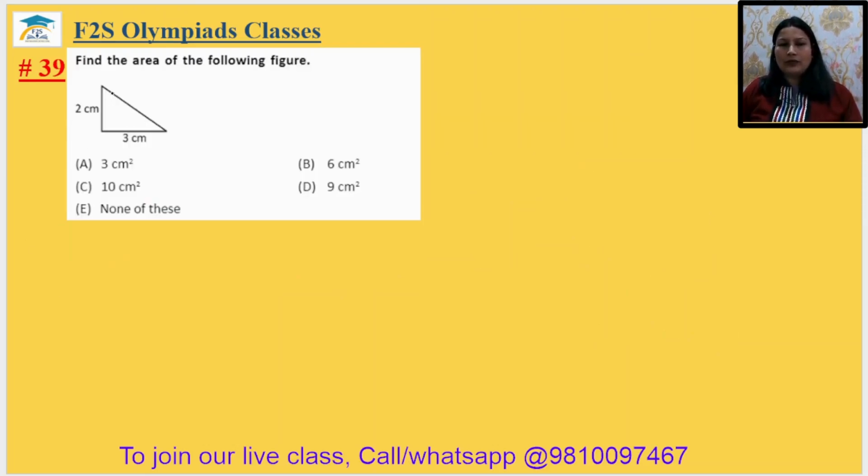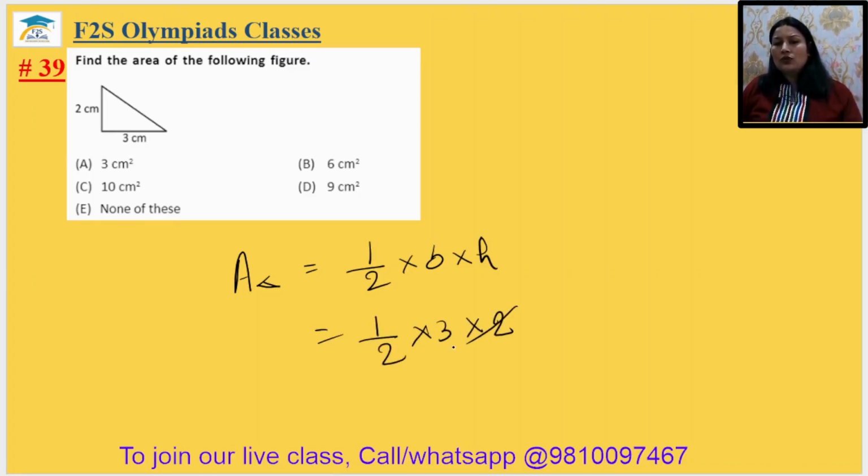Question number 39. Find the area of the figure. This is the area of a triangle. Area of a triangle you already know. Half into base into height. So this is half into 3 into 2. 2 cancel. 3 centimeter square. Option A. 39th answer will be option A.